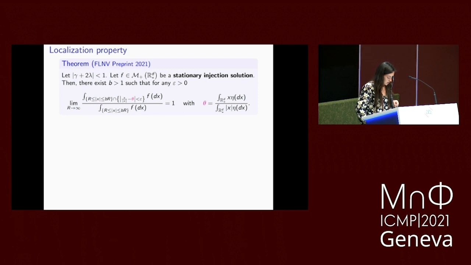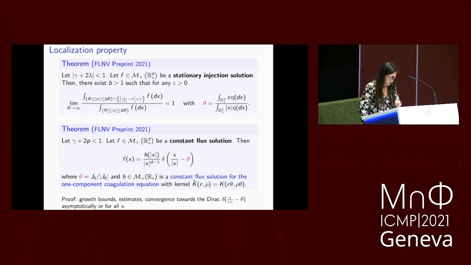In the case of constant flux solution, we have even more detailed information, because we can show that the localization occurs not only asymptotically for large sizes, but everywhere, for all sizes. And so we have the constant flux solution written in terms of this Dirac delta.